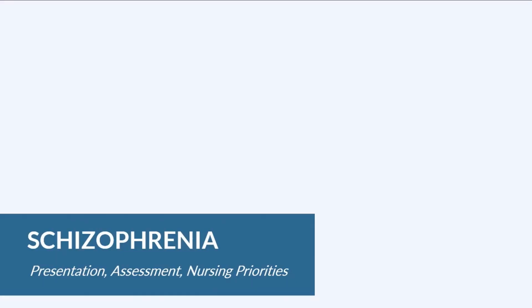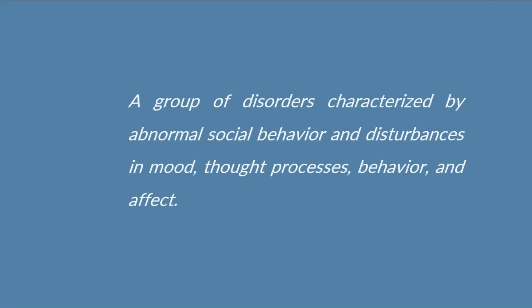Guys, let's talk about schizophrenia. So let's just start with the definition. Schizophrenia is a group of disorders characterized by abnormal social behavior and disturbances in mood, thought processes, behavior, and affect. Now, we'll talk about the different types in the next lesson, but in this lesson, I just want to talk about the general symptoms and nursing interventions for all types of schizophrenia.